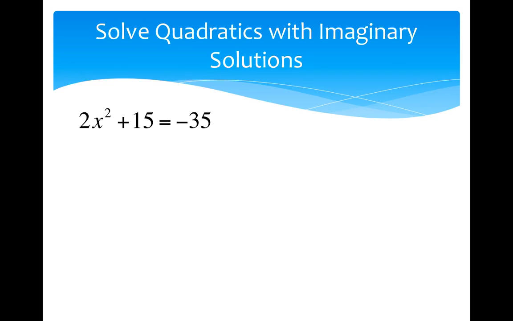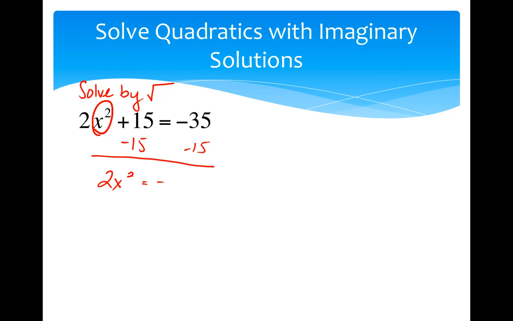And so essentially what this imaginary unit allows us to do is solve quadratics that don't have real solutions. They have imaginary solutions. And we would solve them in the same way as we solve other quadratic equations. So this quadratic equation here has only an x squared term. That means I'm going to solve by taking the square roots. So I'm going to isolate that x squared. I'm going to go ahead and subtract 15 from both sides. I have 2x squared equals -50. And then I'm going to divide by 2. So I've got x squared equals -25.